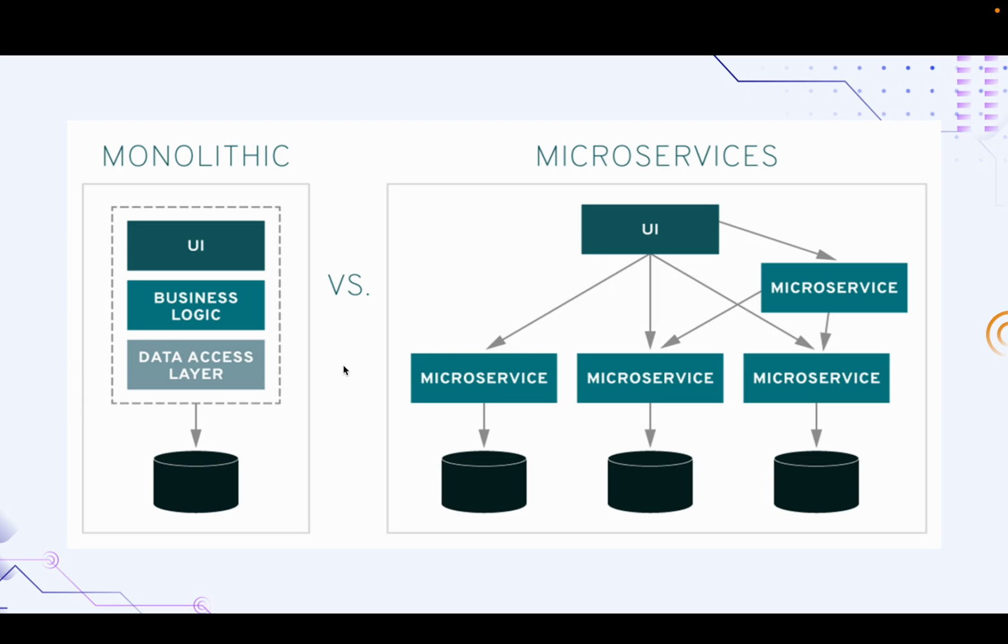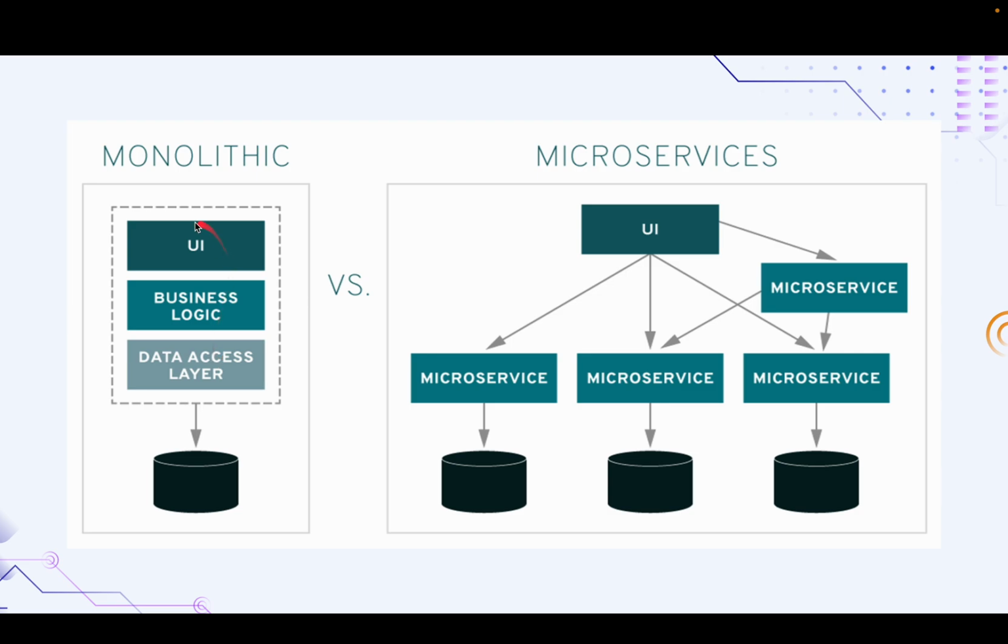Okay, now let's talk about monolithic architecture versus microservices architecture. So typically a monolithic application has a single code base, and typically they consist of three layers, for example the UI layer, business logic, and the data access layer.